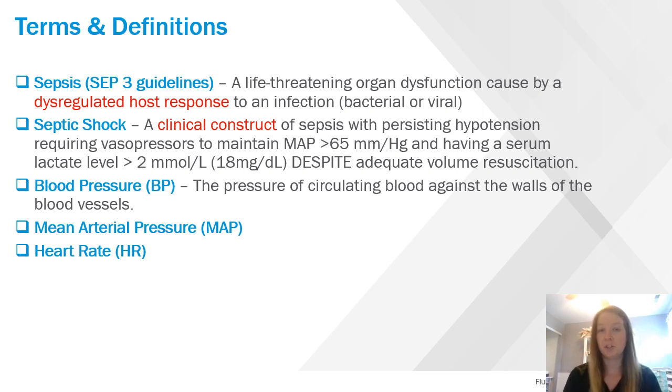Next is blood pressure, which you guys are all very familiar with, but it's the pressure that's circulating blood against the walls of our blood vessels. So we have a systolic, which is the top number, and that's whenever our ventricles are contracting and it's at its highest point. And then we have a diastolic, which is the low number on the bottom, and that is when the heart is at rest. And then of course we have our MAP and our heart rate.